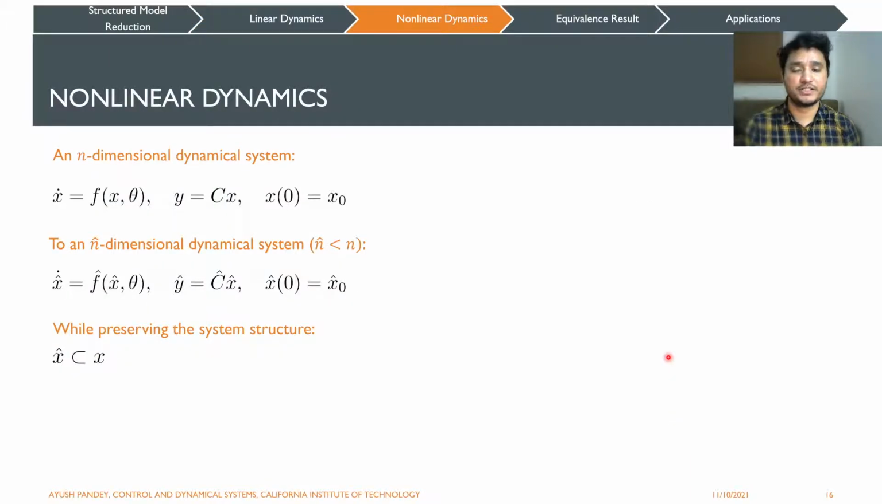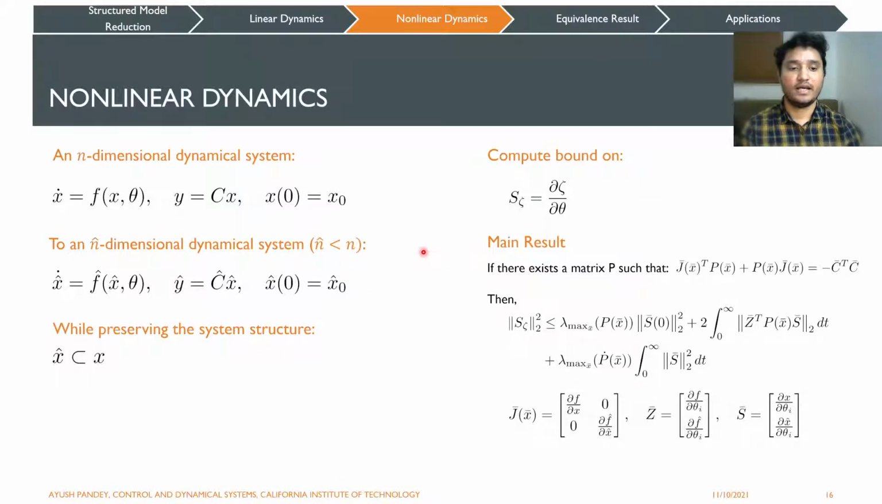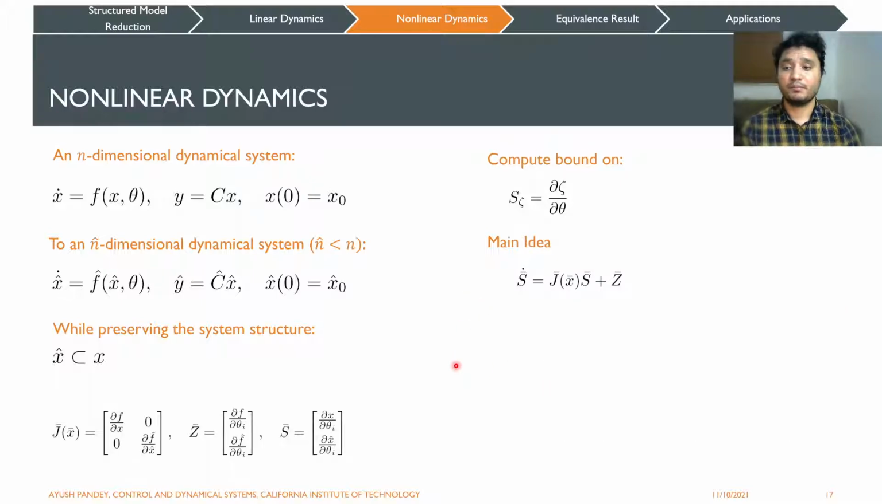Now for nonlinear systems, this approach does not really work because we do not have an explicit analytical relation for what the error in model reduction would be. And so we use the Lyapunov based approach. We again want to compute the bound on S zeta, and our main result says that if you have the asymptotic stability assumption for the full and the reduced model, you can derive a bound on S zeta norm as shown here. The proof for this one follows similarly, but uses the Lyapunov based method as I mentioned.